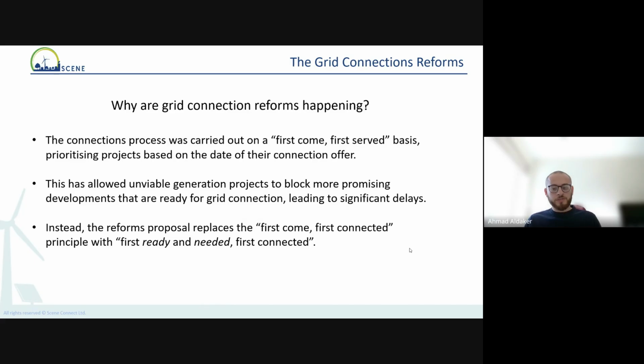So instead, these new reforms seek to progress projects that are well prepared for grid connection, and more aligned with the UK's clean power goals. So essentially, we're replacing the first come, first connected principle with the first ready and needed, first connected model.